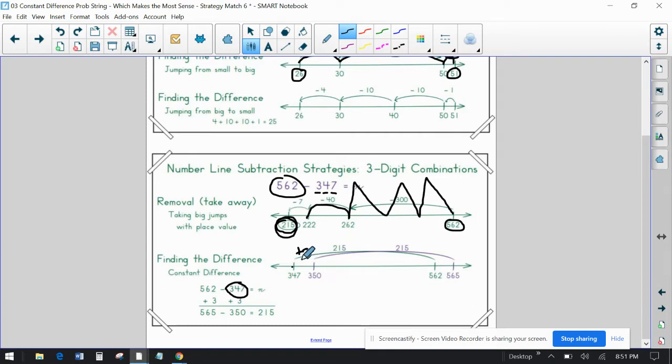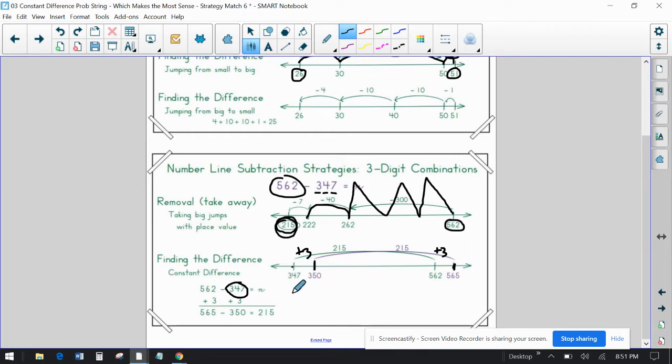But if I want my difference to remain the same difference, which you do because you want your answer to be correct, you don't want to just add 3 here and then subtract, and then all of a sudden your answer is going to be off. So whatever you do to the one number, the small number, you also need to do it to the big number. So 562 changes to 565. So really what you're doing is you're finding the difference between these two as opposed to these two.